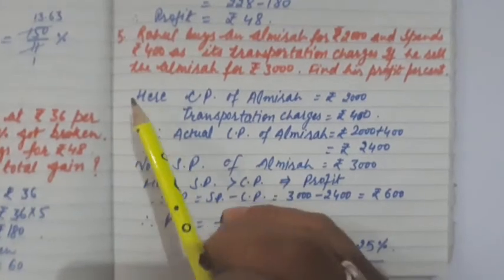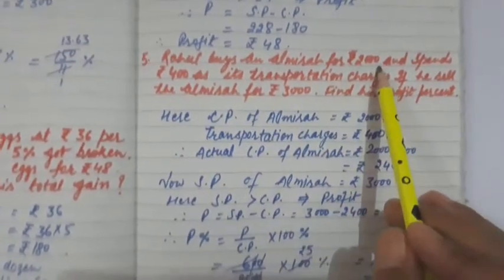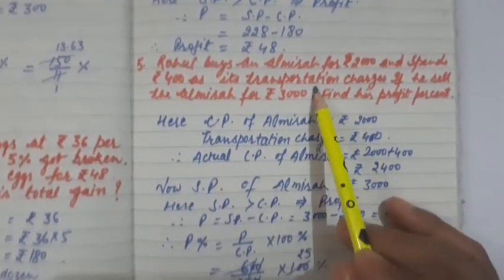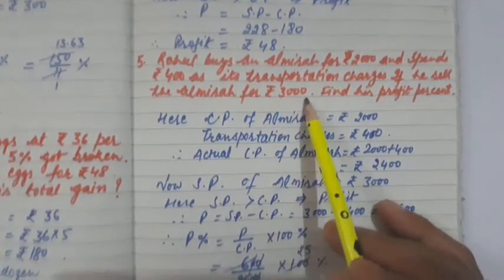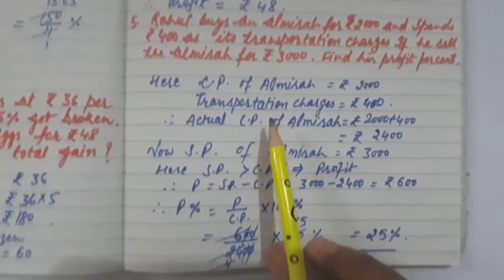The last question of this exercise is given. Rahul buys an Almira for rupees 2000 and spends rupees 400 as its transportation charges. If he sells the Almira for rupees 3000, find his profit percent. In this case we have to find the profit percent.